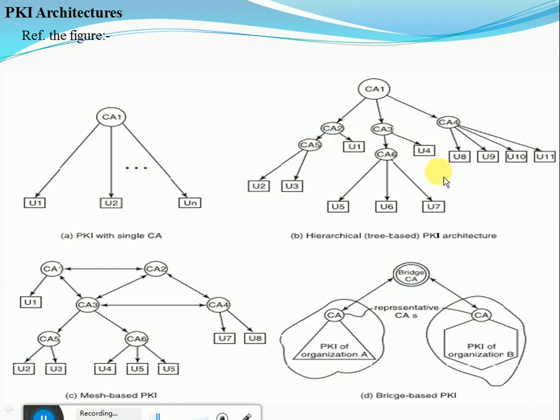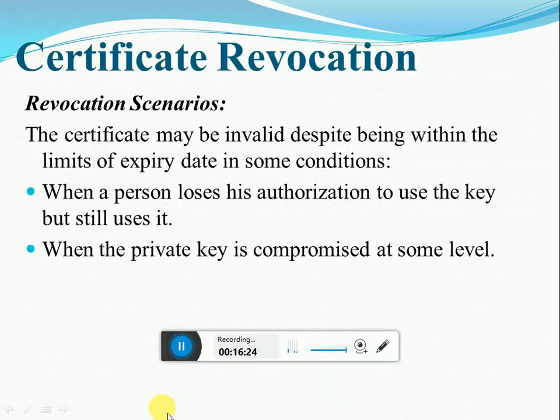So these are the four different PKI architectures which are commonly used for distribution of certificates and managing these certificates. Next, we'll discuss certificate revocation.